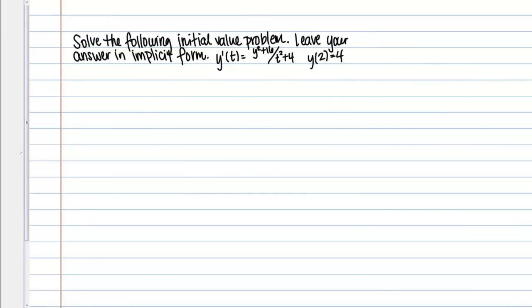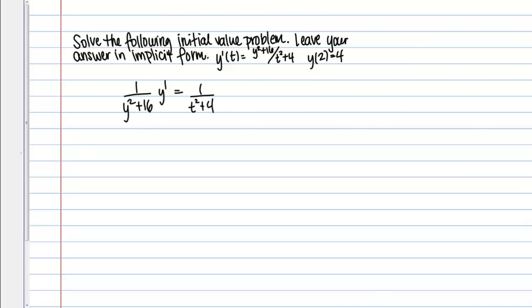In this problem, we're told to solve the following initial value problem and to leave our answer in implicit form. We have y prime of t equals y squared plus 16 over t squared plus 4, and the initial condition y of 2 equals 4. So we want to start by seeing if we can separate this differential equation, and I can. If I separate this, on the left-hand side, I get 1 over y squared plus 16, y prime, and then on the right, 1 over t squared plus 4.